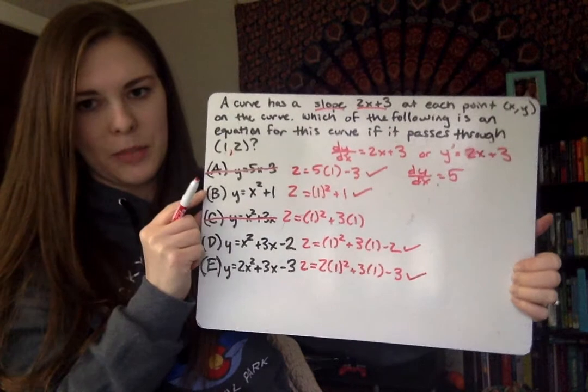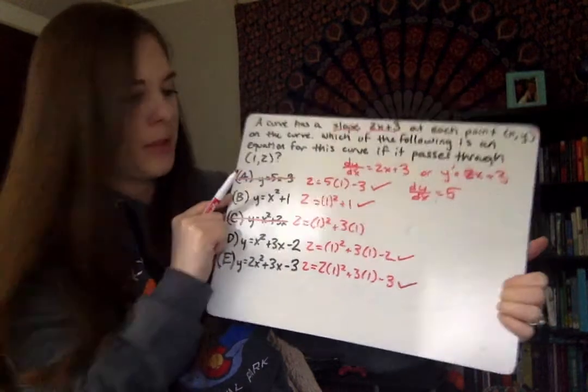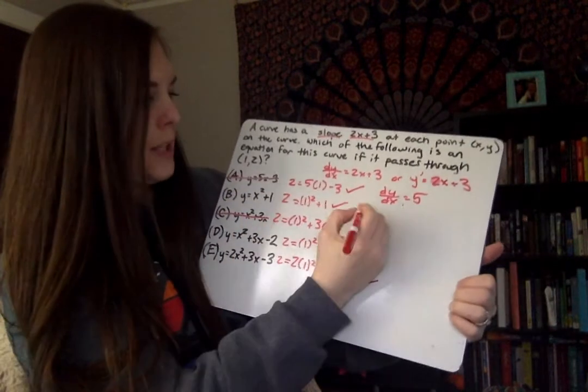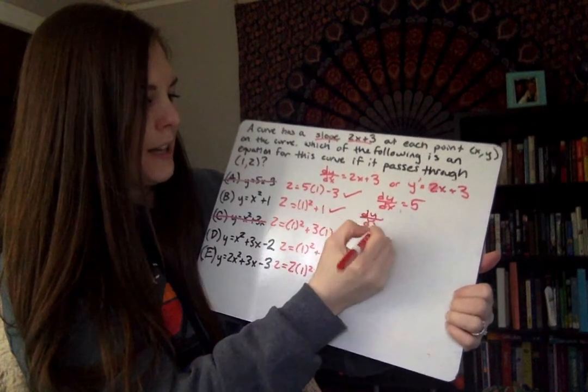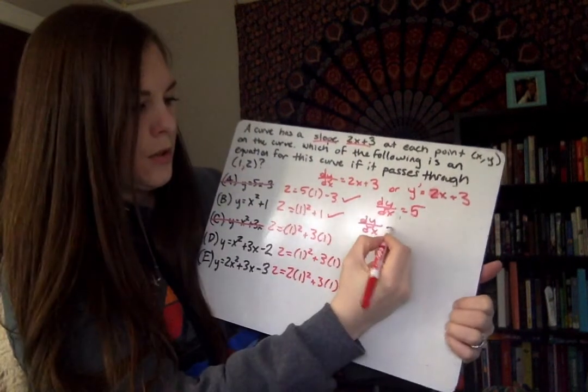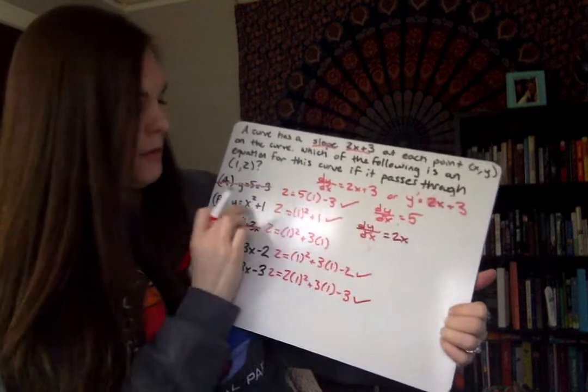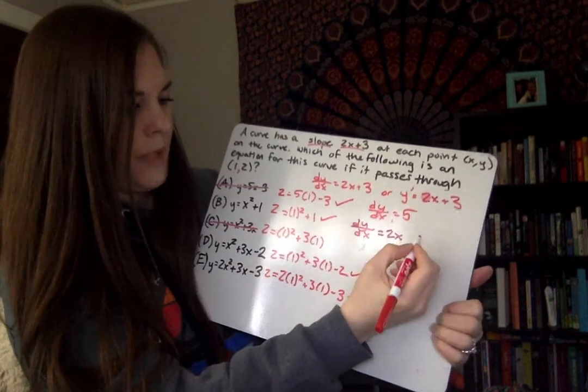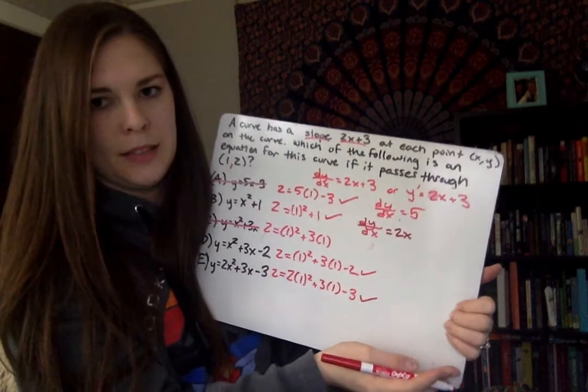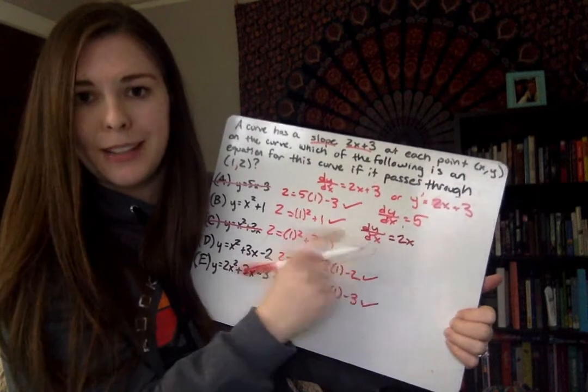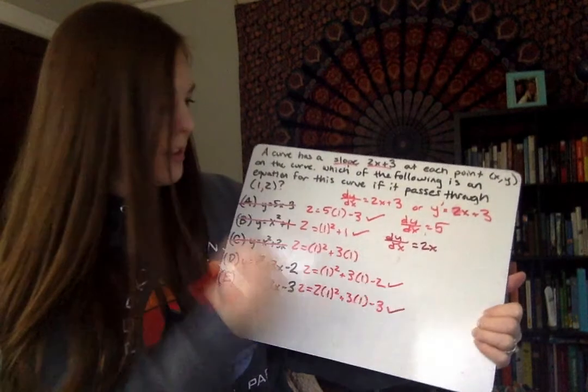Okay, let's go to B. Let's see if it has that derivative of 2x plus 3. So B, if I take my derivative, I'm going to get dy/dx equals 2x. That's it. Still not what I want. We're closer. We got the 2x, just not the plus 3. So I can cross off B.